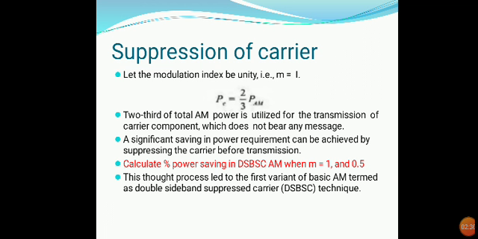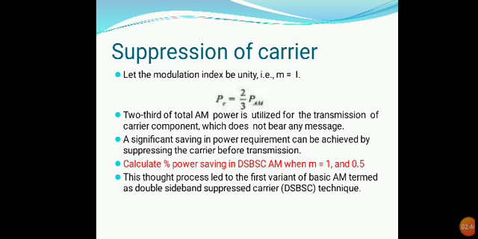This thought process led to the first variant of basic amplitude modulated wave, termed as double sideband suppressed carrier technique. It means we are sending both sidebands but we are suppressing the carrier. We are not sending it.